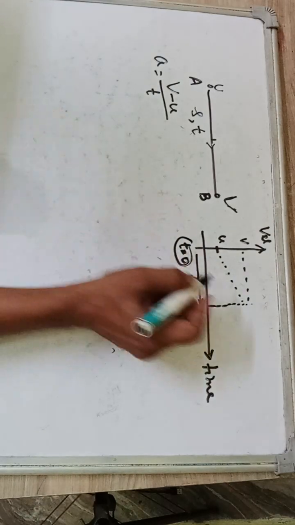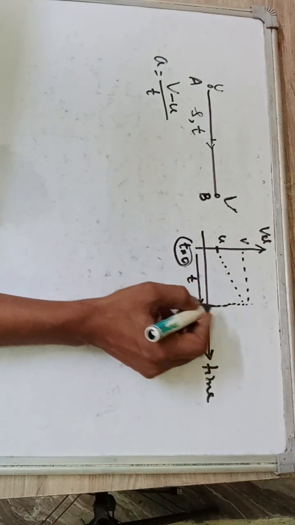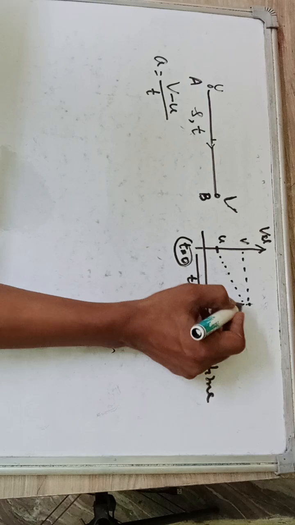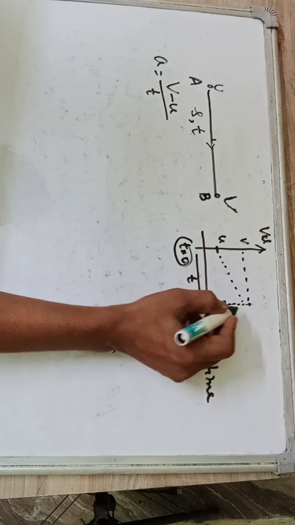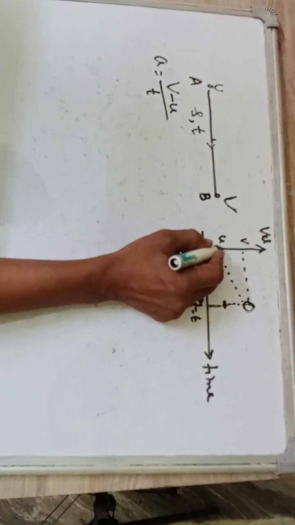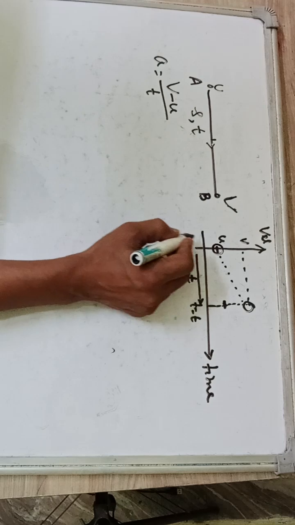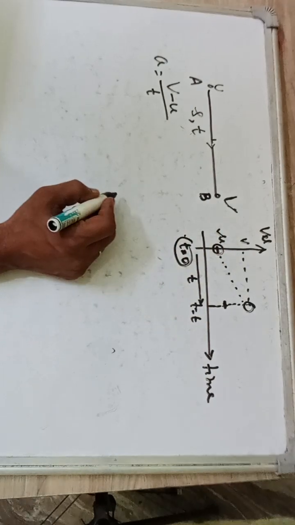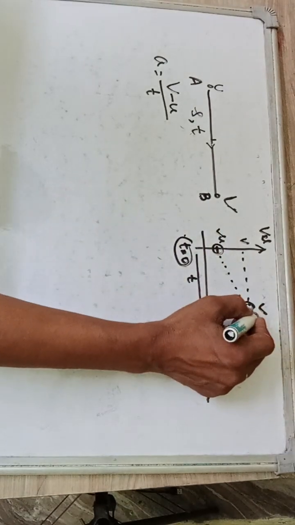Velocity was u, that is our initial velocity. Time became t, velocity became v. So this is the final velocity. When t is equal to 0, this is velocity u; when t is equal to t, velocity is v.